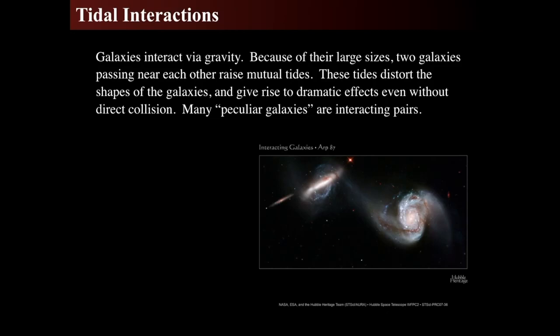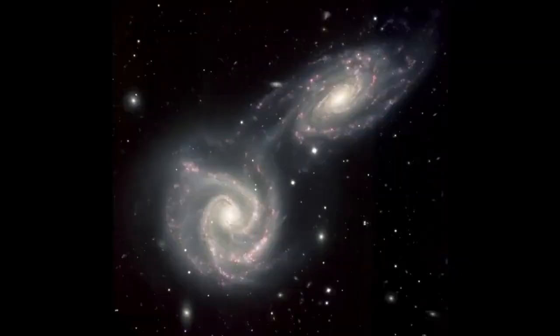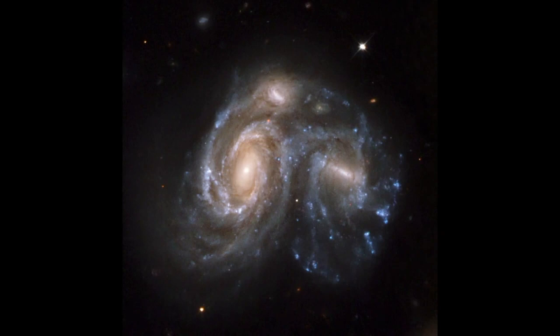When we say tides, what we really mean is the differential gravitational pull, or the difference in gravity pull between one object and another compared to their center of mass. So peculiar galaxies occur in interacting pairs. That's very frequently what we see. And so here's that image again. We see the two spiral galaxies interacting, and there's another pair of spirals from the Hercules cluster of galaxies.